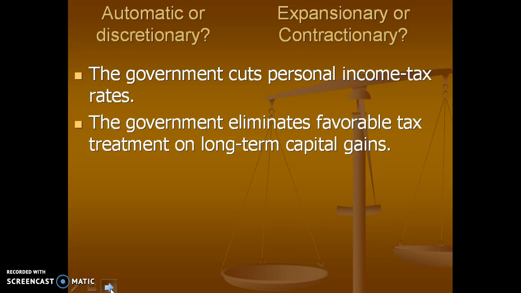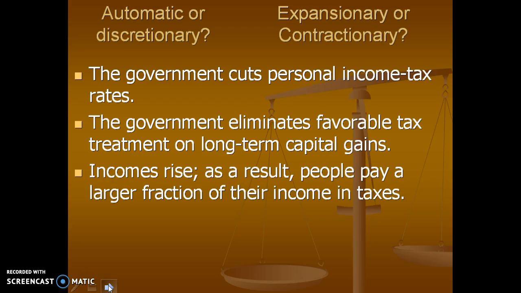Now look at the next one and then pause after you read it. The government eliminates favorable tax treatment on long-term capital gains. Again, this is discretionary. The government is choosing to do something. It's not something simply kicking into action. And they are eliminating favorable tax treatment, which means they're essentially raising taxes on long-term capital gains. That's going to be a contractionary policy. So that's discretionary and contractionary.